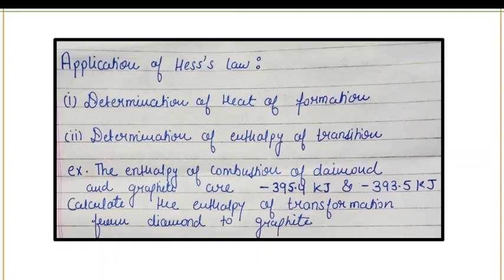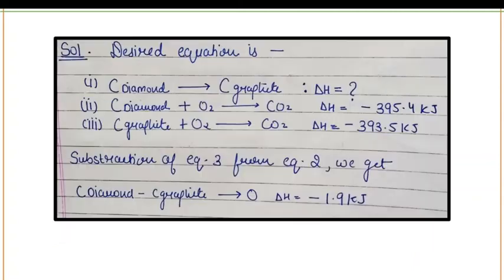Now the applications of Hess's law. Number one application is determination of heat of formation. We have already seen the example for heat of formation. Second application is determination of enthalpy of transition. For example, the enthalpies of combustion of diamond and graphite are given. Calculate the enthalpy of transformation of diamond to graphite. The desired equation is C diamond converting into C graphite. You have to calculate the value of enthalpy change.